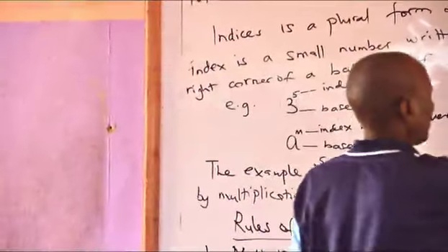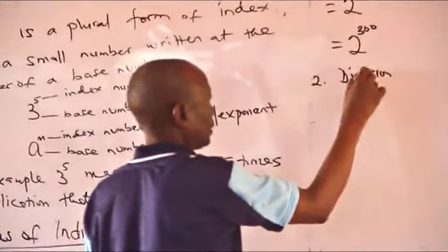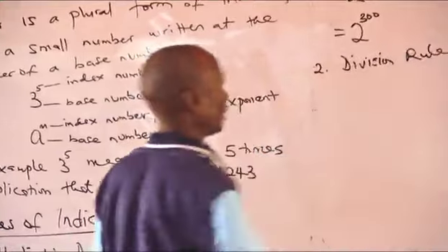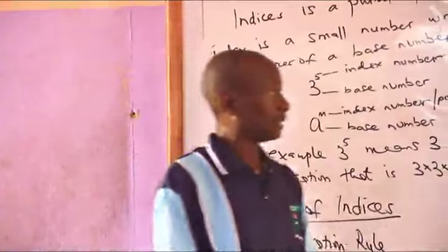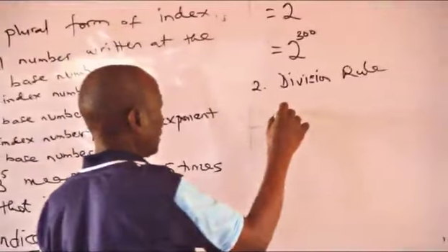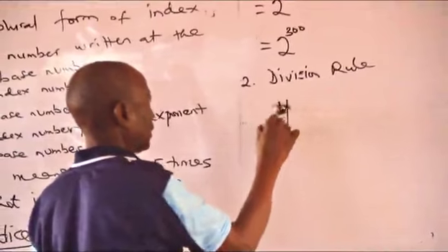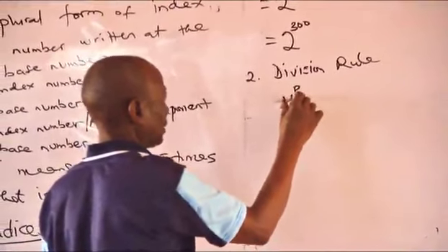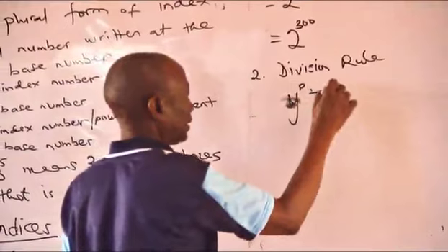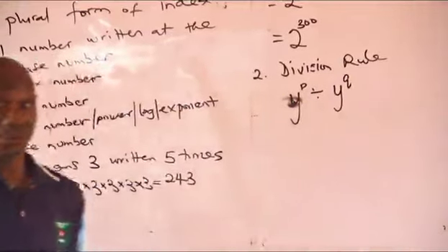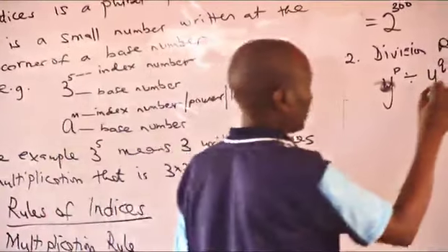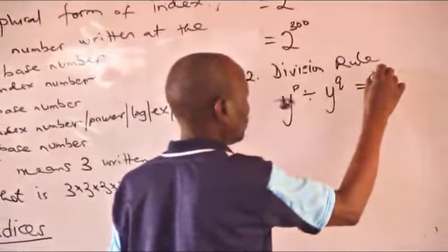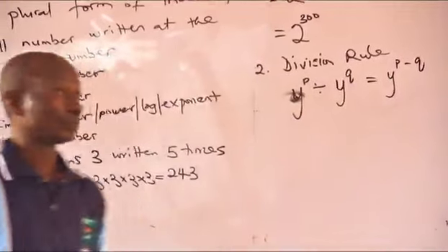Two, you want to look at the division rule. Take note, in multiplication, you add the powers. In division, you have, say, y raised to power p divided by y raised to power q. In division, the rule is that you subtract the powers. So I'll just have y raised to p minus q.